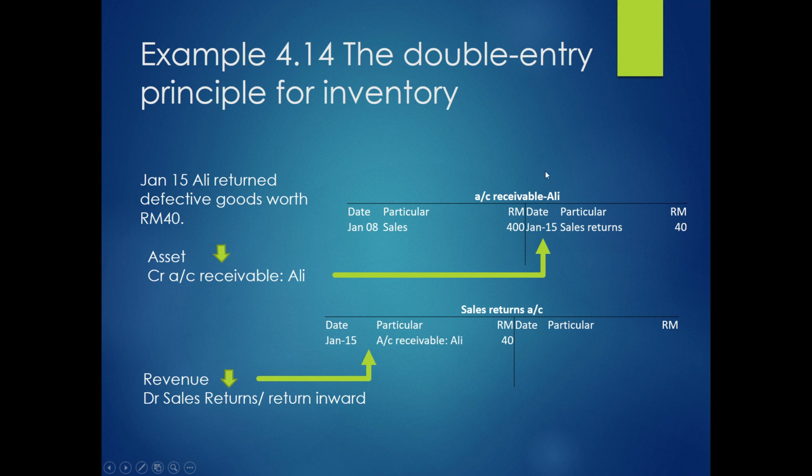And in account receivable Ali, the entry is made in the credit side because asset decrease. Asset account receivable Ali decrease. So asset decrease is credit. Therefore, you can see the entry is made in the credit side, amounted to 40 ringgit. The date is January 15 and the particular is sales return. It means that Ali returned back the good to the business, amounted to 40 ringgit.